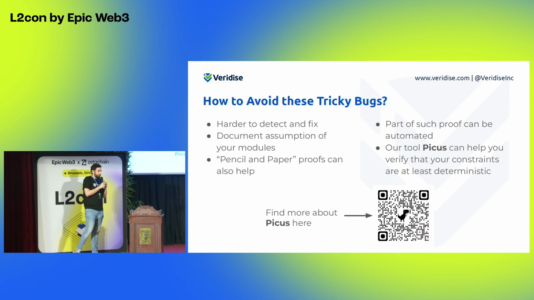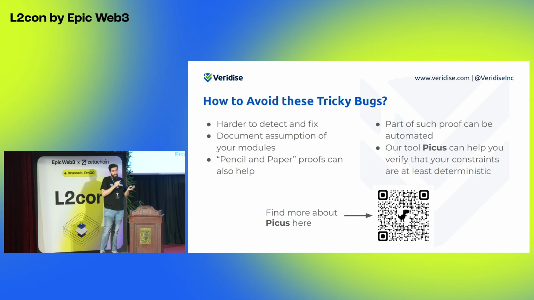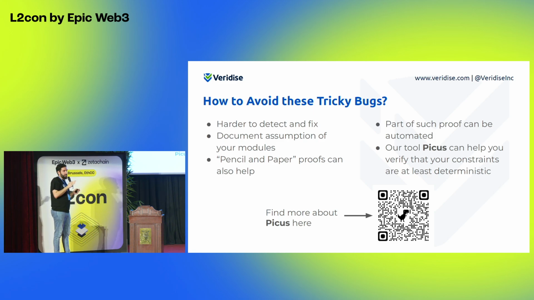So how can we prevent this type of bug? Unfortunately, the answer here is not as clear-cut as before. First of all, it's harder to detect these types of bugs and fix them. But what we can do is document the assumptions of our modules. This way, if somebody is building on top of our modules, they can see what necessary checks they need to do. And also, pencil and paper proofs can help.